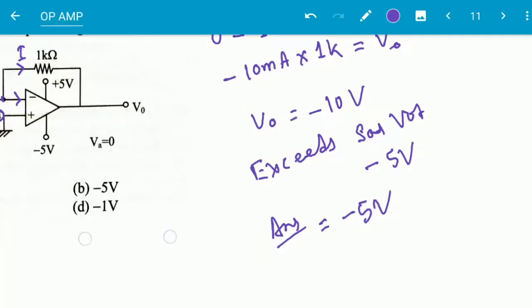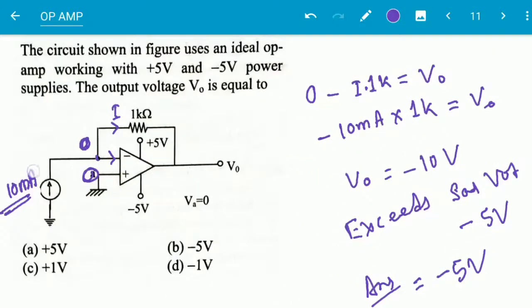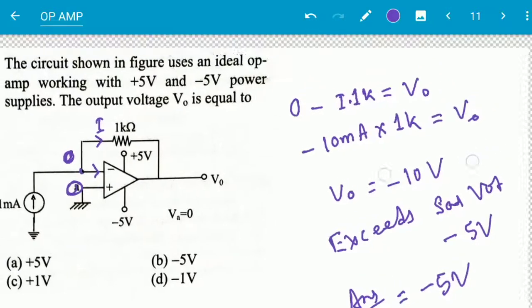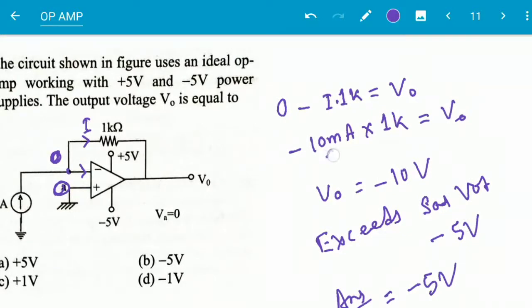So in the question given here, 1 milliampere is given. If we put 1 milliampere, then the answer will be minus 1 volt, and this is within the saturation voltage, and the answer will be minus 1 volt. If this exceeds the saturation voltage, then the answer will be the saturation voltage.